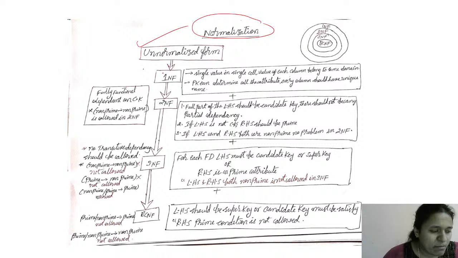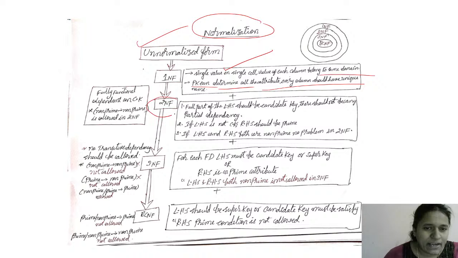What is first normalization? Single value in single cell. In a relation, we have to maintain a single value in a single cell. Value of each column belongs to same domain, and primary key can determine all the attributes of the given relation.